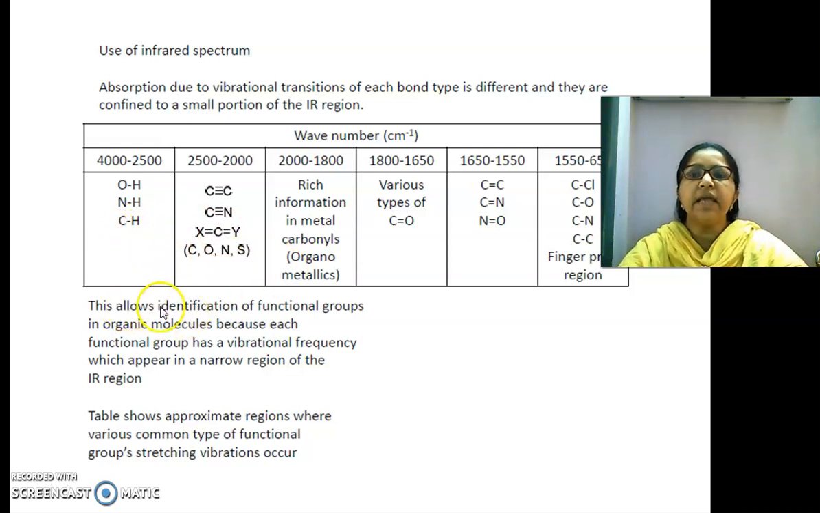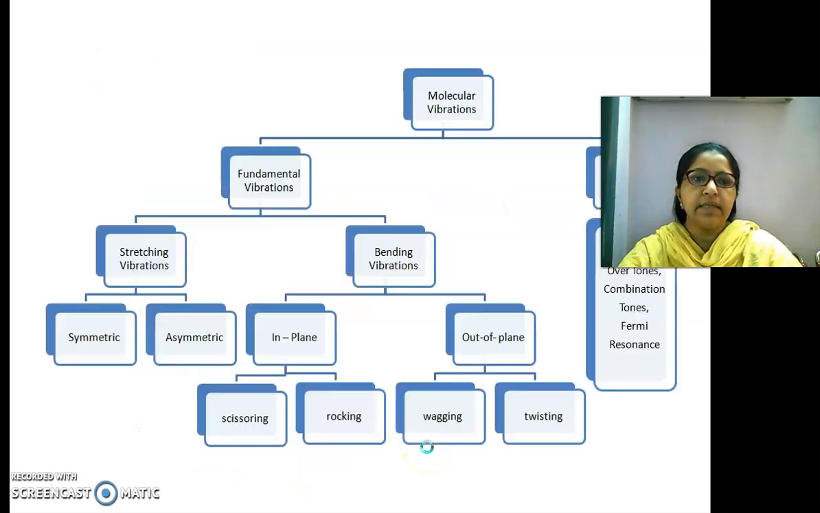Okay. This allows identification of functional groups in organic molecules because each functional group has a vibrational frequency which appears in a narrow region of the IR region. Okay, so we have now learned all the various common types of functional groups' stretching vibrations. So let us see the next slide.